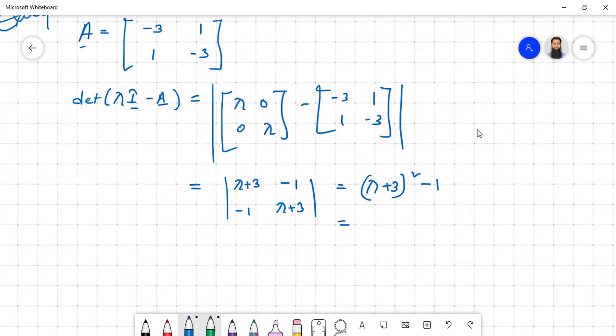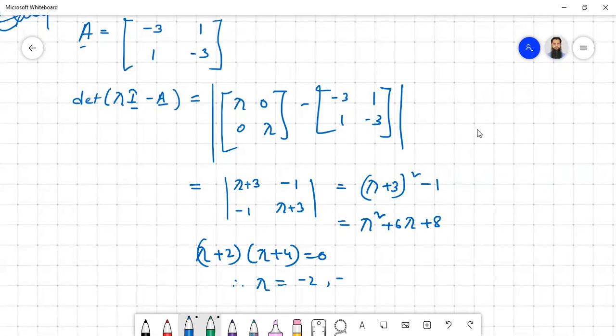So basically lambda square plus 6 lambda plus 9 minus 1. So basically lambda square plus 6 lambda plus 8, since we subtracted 1 from 9. So this is the value we get. The values of lambda can be found by writing it as lambda plus 2 into lambda plus 4. Eventually that gives us lambda equal to minus 2 and lambda equal to minus 4. These are the two eigenvalues.